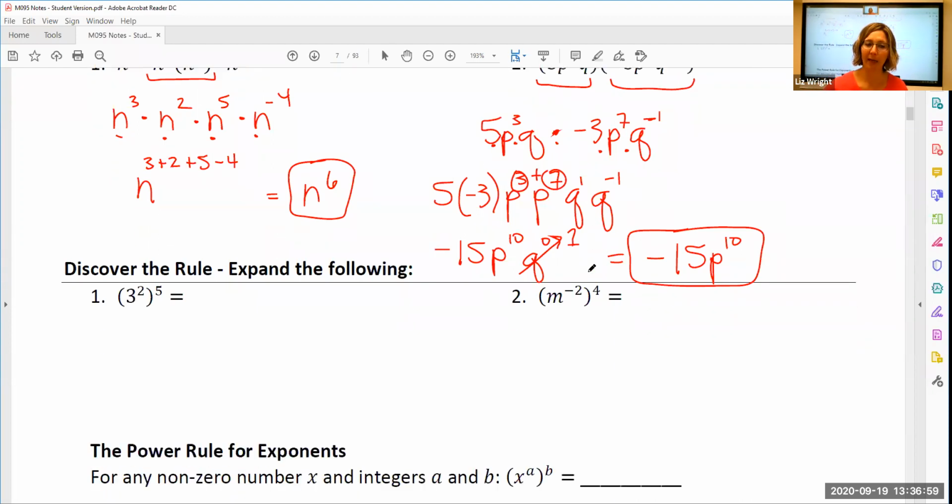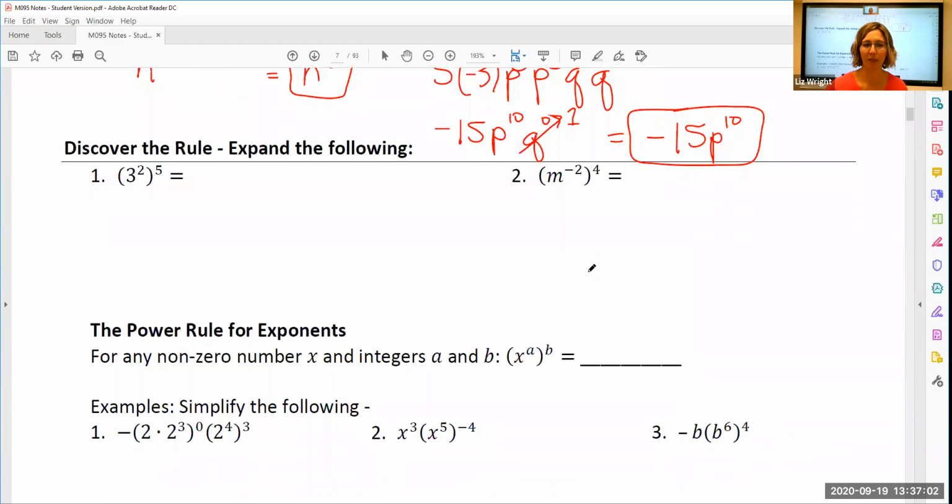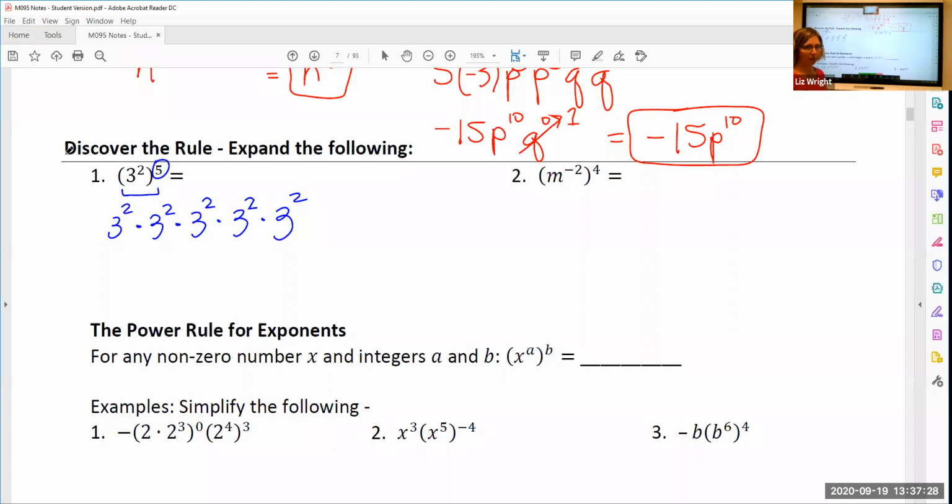So now we're going to expand the next couple of examples because we're going to discover our power rule for exponents. So discover this rule, and it says, expand the following. So this right here tells me I'm going to have 5 sets of 3 squared. So here's 1 set, 2 sets, 3 sets, 4 sets, 5 sets. So we've got 5 sets of 3 squared, and now count them up. How many 3s do we have? So 2, 4, 6, 8, 10. So that would be 3 to the 10th here.